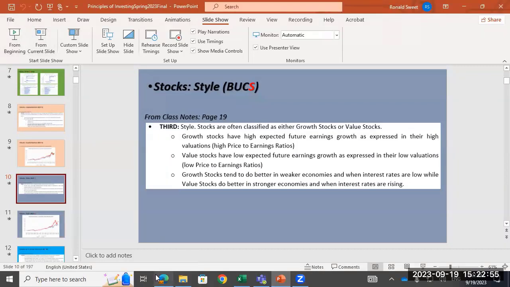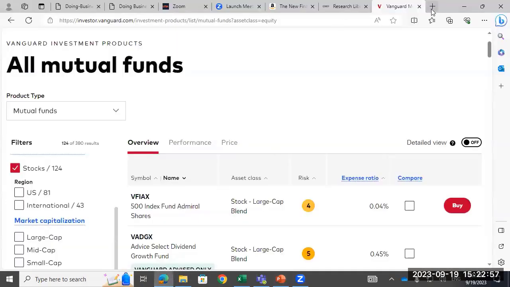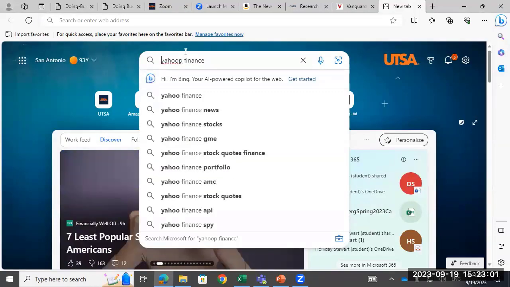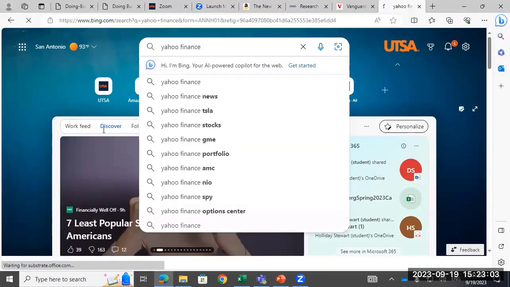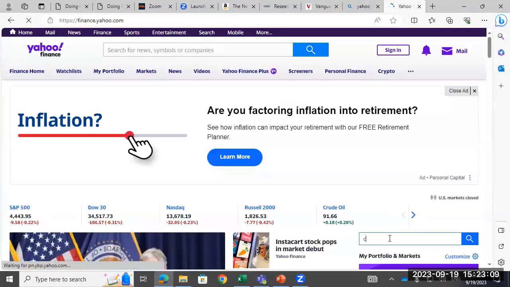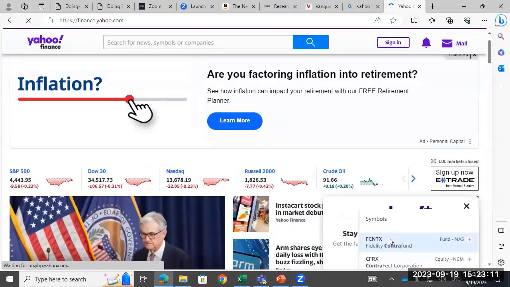So their style. The other thing you can look at, let's try the contra fund. It's always my favorite one to bring up.